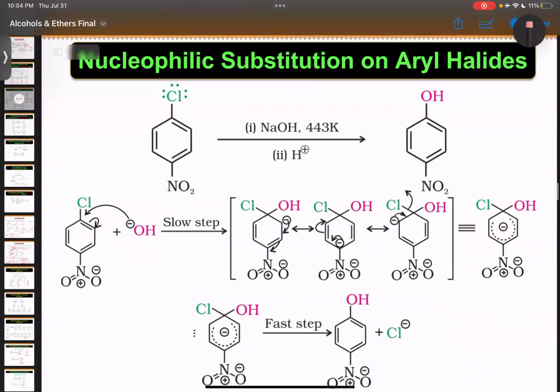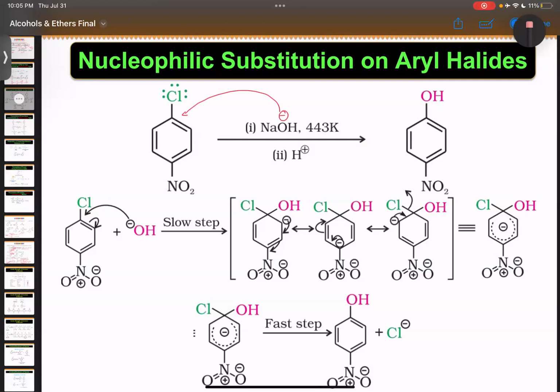Now, what is the mechanism? The mechanism is bimolecular NAS, and you take the NaOH, and the NaOH actually attacks on the position where the Cl is connected, right? And the minus charge actually circulates through the benzene ring. Got it? Is it clear? Yes, it is.